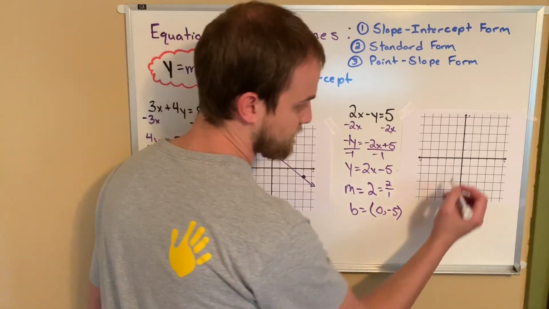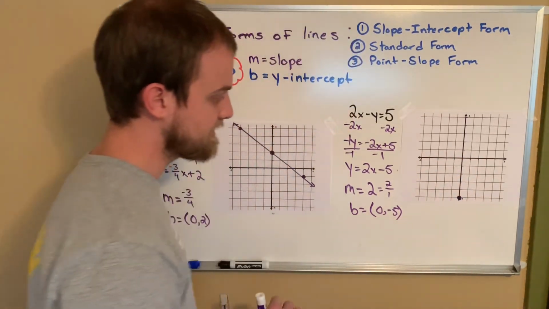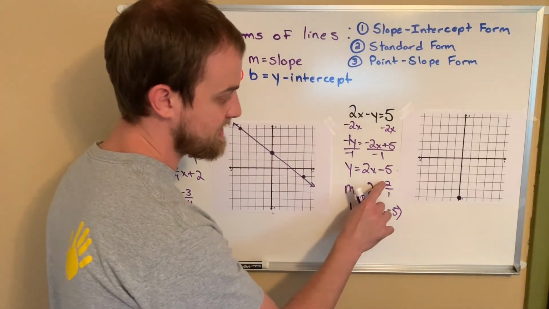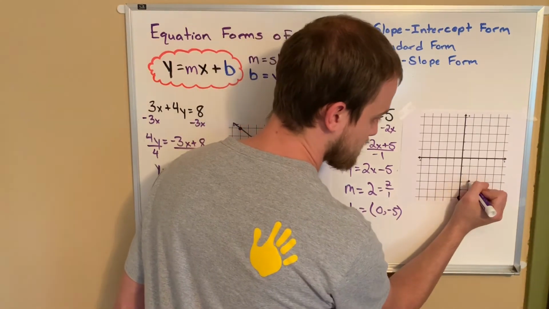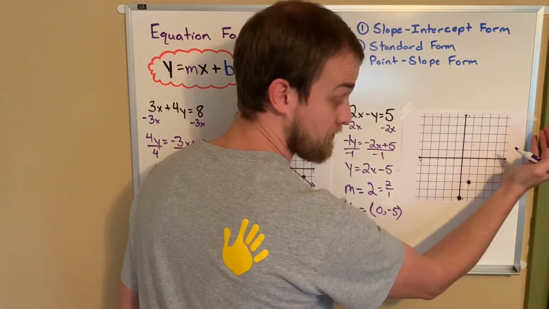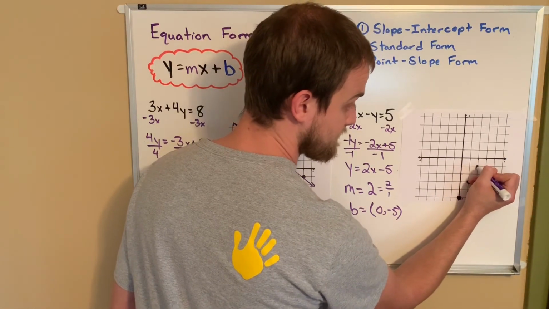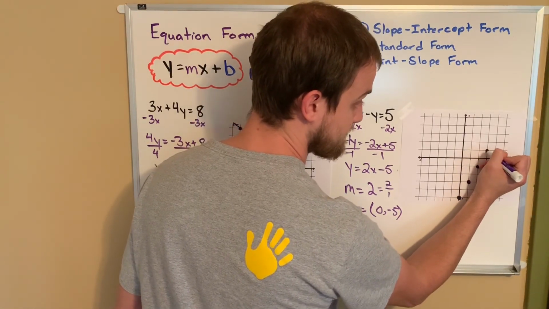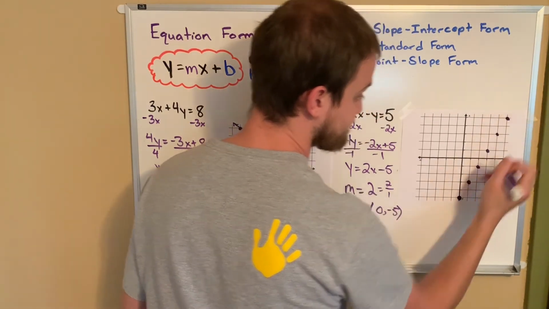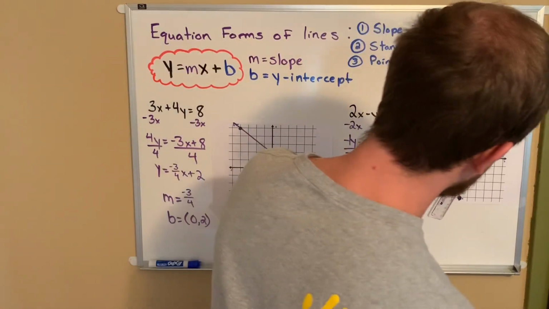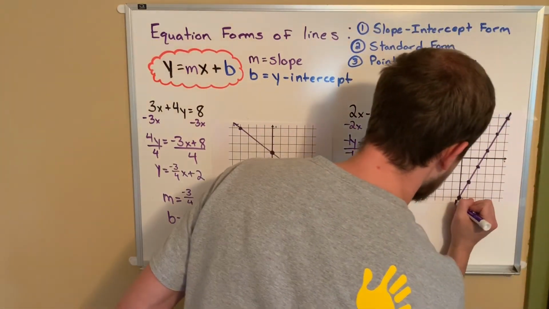So let's use our starting point, 0, negative 5, which is right here. And now we can use our slope. Rise 2, run 1. Now notice I have a lot of graph left to go, so I want to continue my pattern. Rise 2, run 1, and keep going. We've covered our graph. We're ready to make our line. Use your straight edge. Draw a line through.